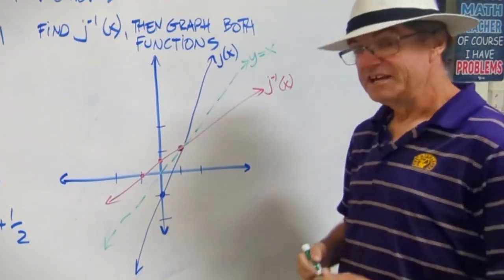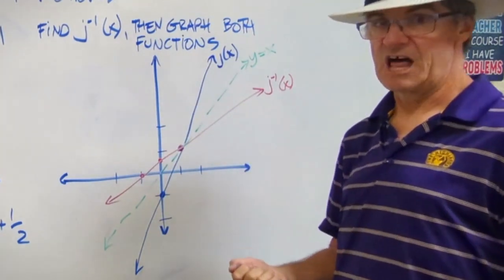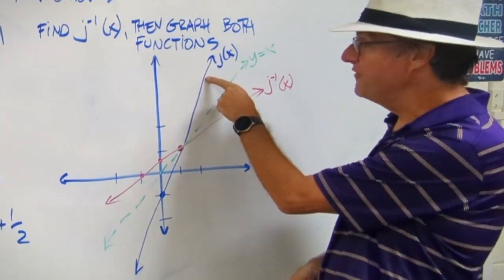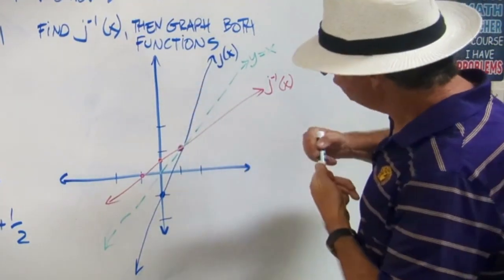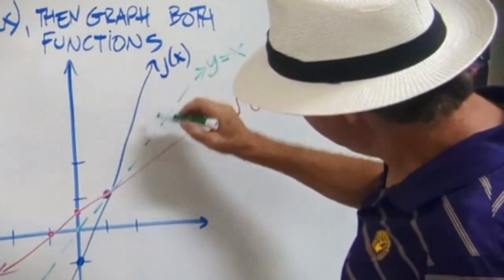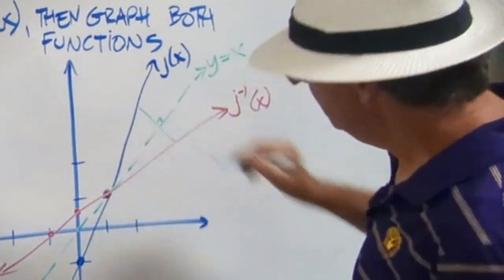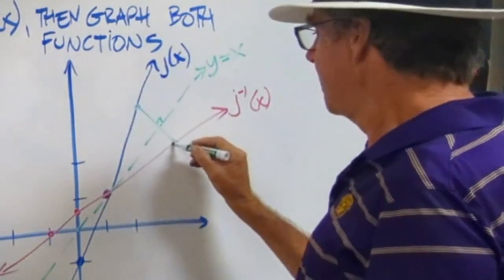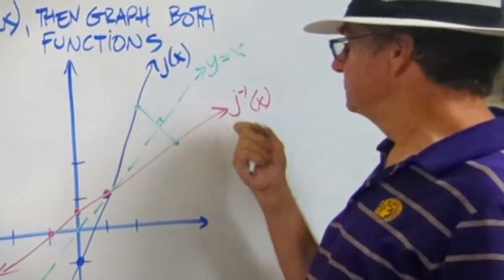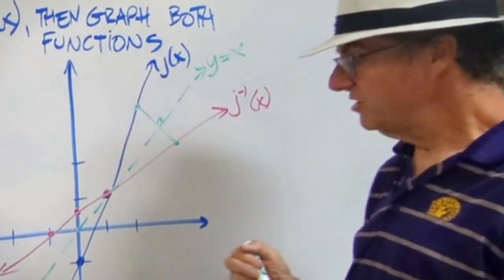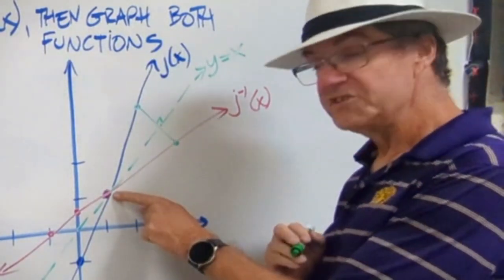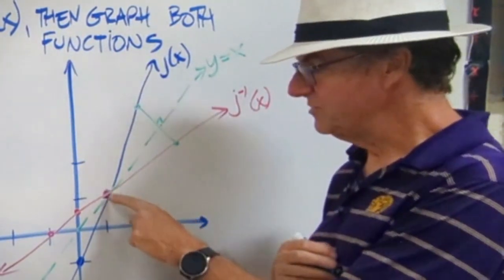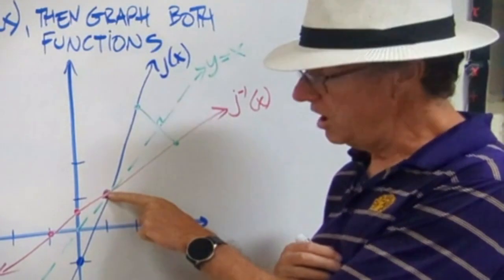This line is a reflection line. It's like a mirror line. So every point on f of x, if you reflect straight across the y equals x line, going straight across, so that's a 90-degree angle, it's going to have a corresponding point on the j inverse of x function. And you can see the two functions cross together on the line. That makes sense because this point is a reflection of itself.